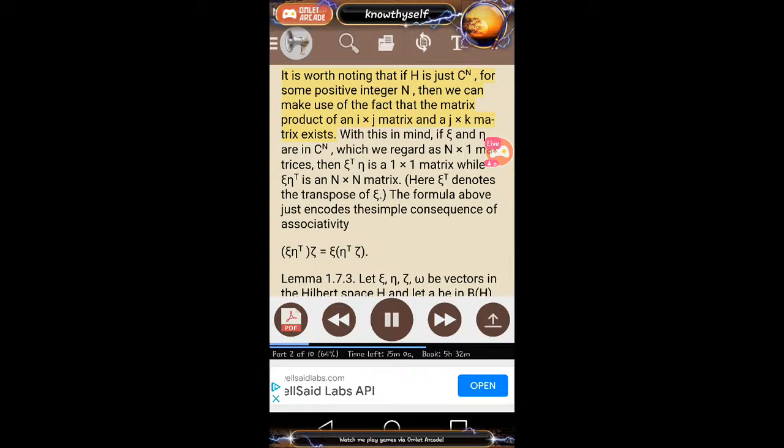It is worth noting that if H is just C^n, for some positive integer n, then we can make use of the fact that the matrix product of an i times j matrix and a j times k matrix exists. With this in mind, if xi and eta are in C^n, which we regard as n times 1 matrices, then xi^T eta is a 1 times 1 matrix while xi eta^T is an n times n matrix. Here xi^T denotes the transpose of xi. The formula above just encodes the simple consequence of associativity: (xi eta^T) zeta equals xi (eta^T zeta).